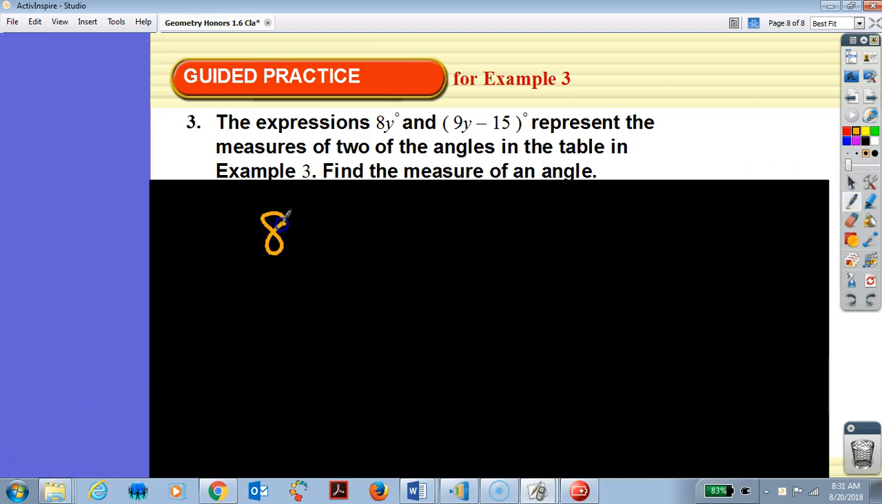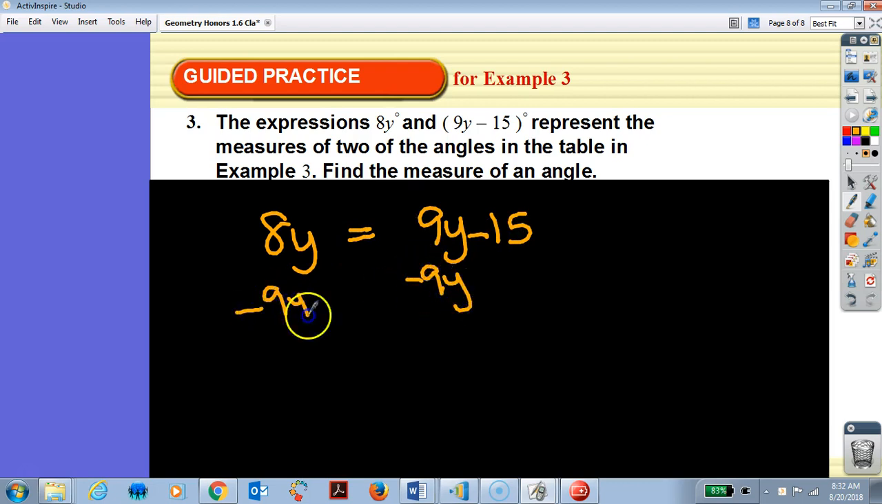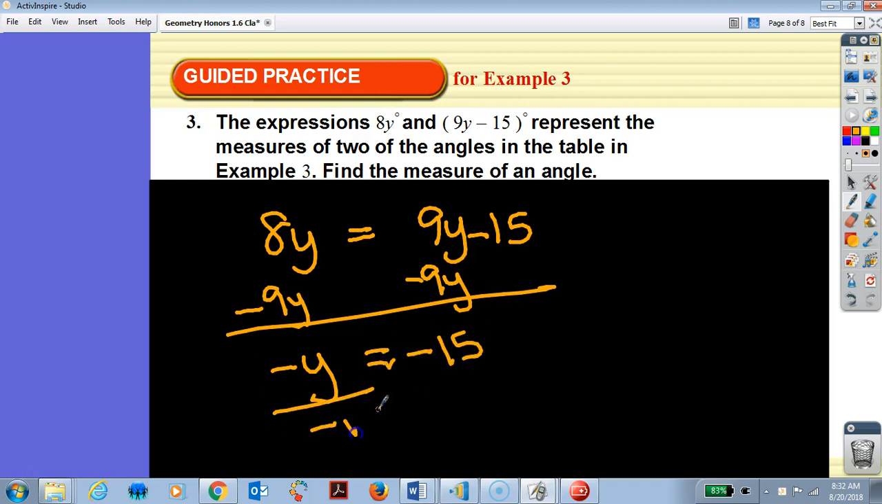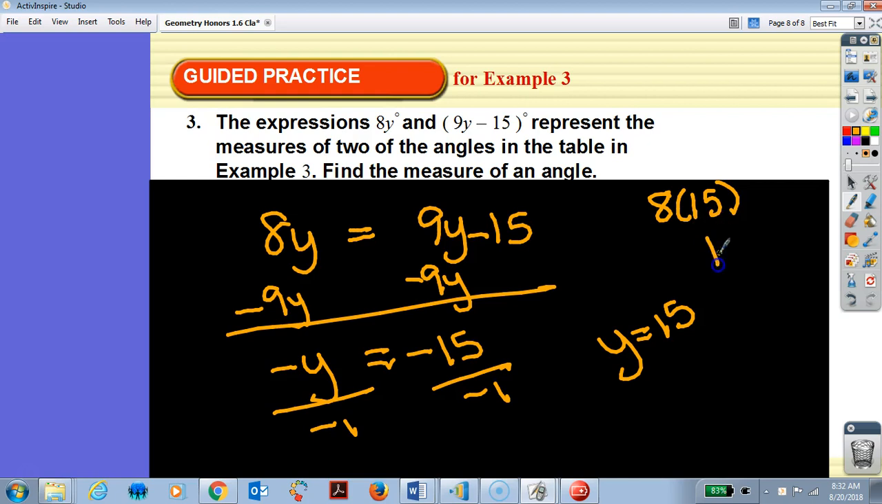All right, so the two angles are 8y and 9y minus 15. We know that they are equal because it is a regular shape. So if we subtract 9y from both sides, we have negative y, or negative 1y, equals negative 15. Divide by negative 1 on both sides. y equals 15. Then plug back in. 8 times 15, well 15 times 2 is 30, so 30 times 4 is 120 degrees. Do you guys get 120 degrees? Each angle is 120 degrees. Were you guys able to get that?